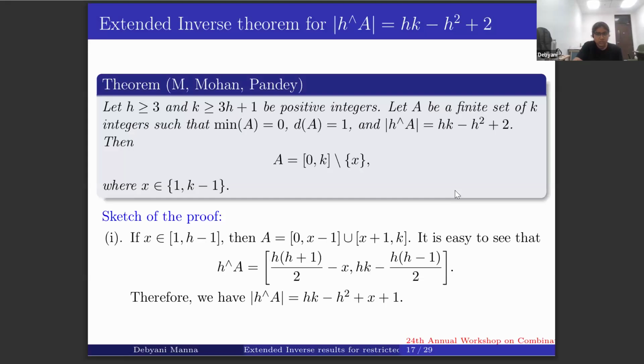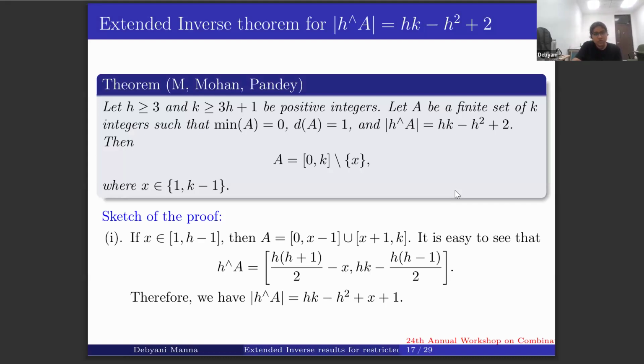Now these are our complete results. Basically, we have given the exact structures of a for certain cardinalities of h cap a. So we know the cardinality of h cap a is greater than or equal to hk minus h square plus 1. So hk minus h square plus 1 is obtained when a is an arithmetic progression. So what it could be when the cardinality of h cap a is hk minus h square plus 2.